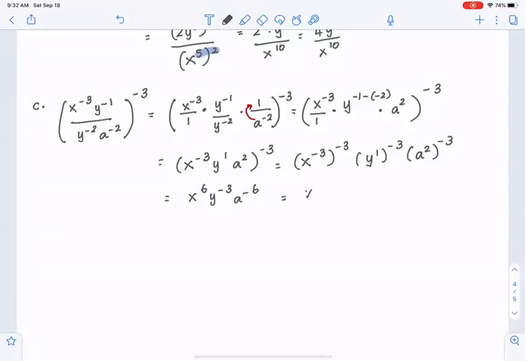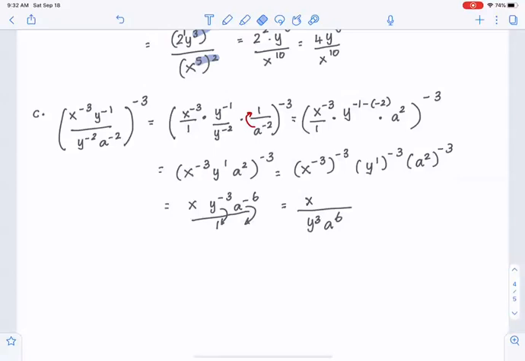So we have x raised 9, y raised -3 in the numerator, so I can move to the denominator. A raised -6 in the numerator, move to the denominator. So we have y cubed, a raised +6. Yes, that is x raised 9, bad algebra.